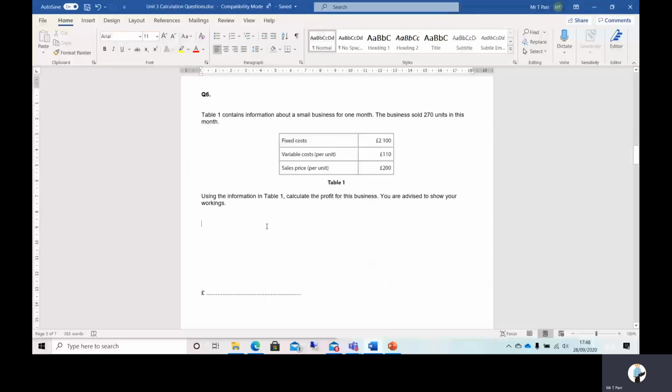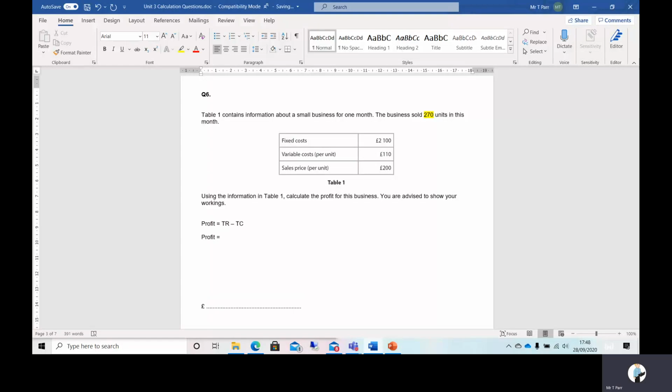Profit. Here we go. Question 6, profit. So there's information about a small business for 1 month. The business sold 270 units in this month. It's very quick to just fixate on this table here and ignore what's been written before, because that's a very important number there. That's 270. Always good to highlight it. So we need to work out profit. So we know profit is equal to TR, total revenue, take away TC, total costs.